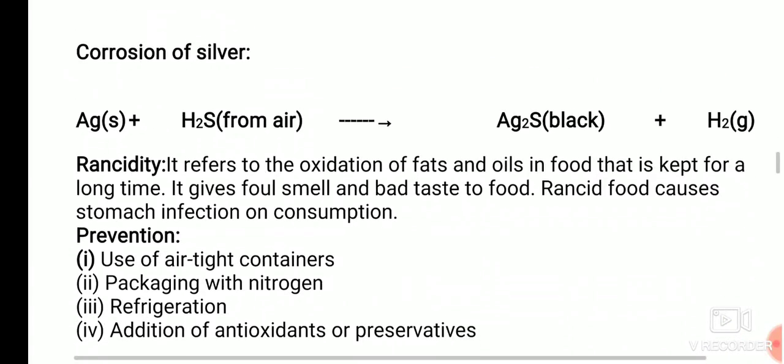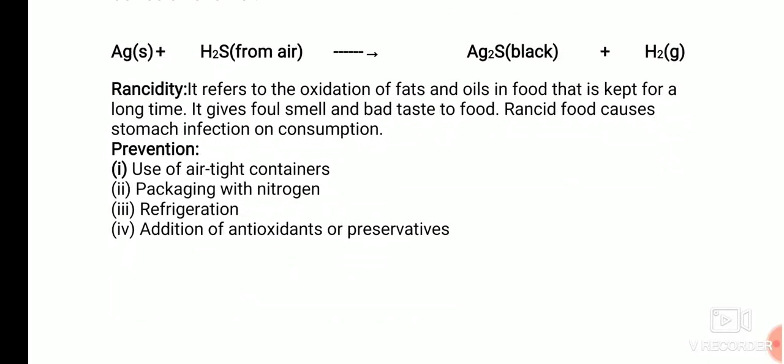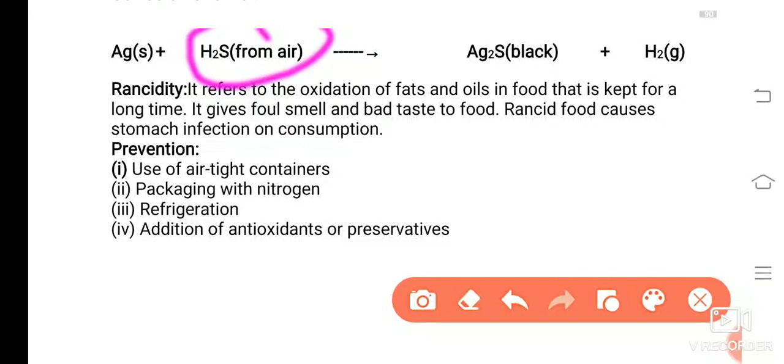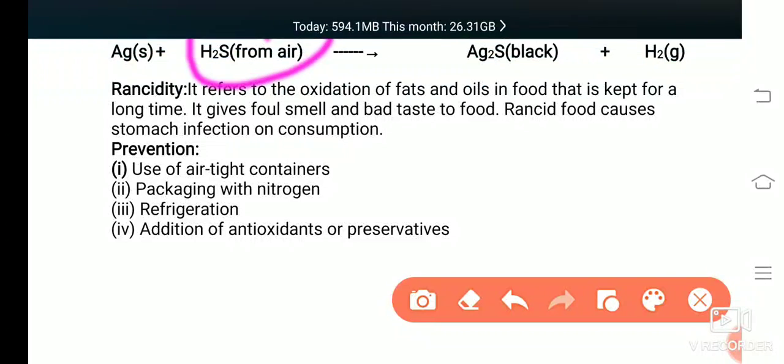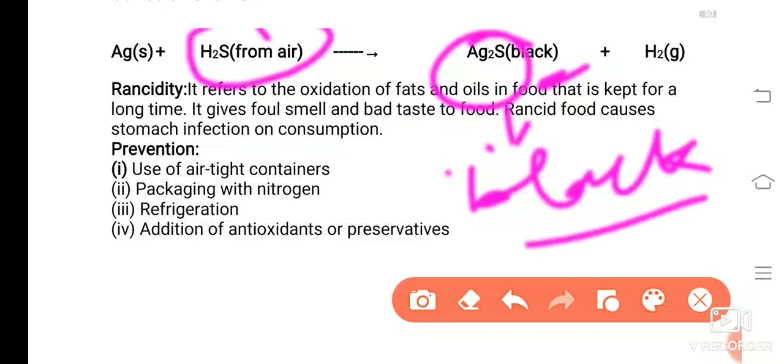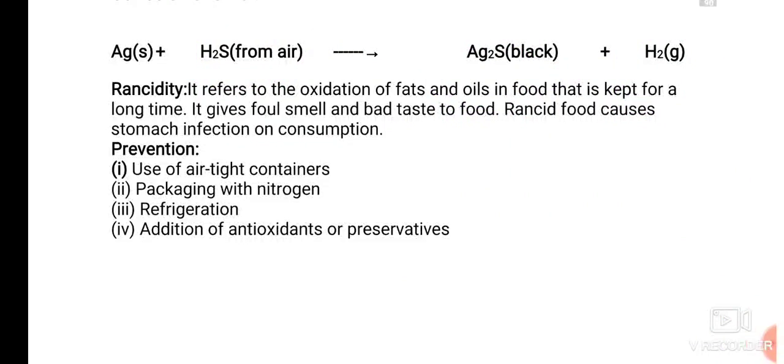Okay, now moving ahead, corrosion of silver. Sometimes you might have seen silver rings, you might have worn silver rings also. You might have seen that when silver metal is exposed for a long time to the air, it reacts with hydrogen sulfide gas from air, forming Ag2S. Ag2S is a black colored solid substance, right? So you might have seen on the silver ring, a black coating appears after a long time. And it also releases hydrogen gas. So this is the corrosion of silver.